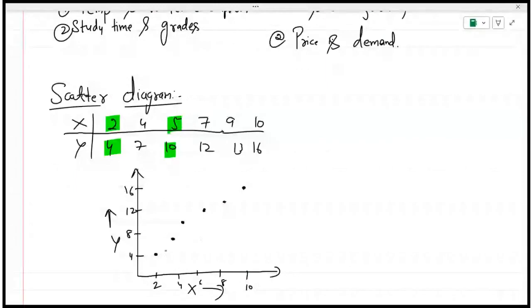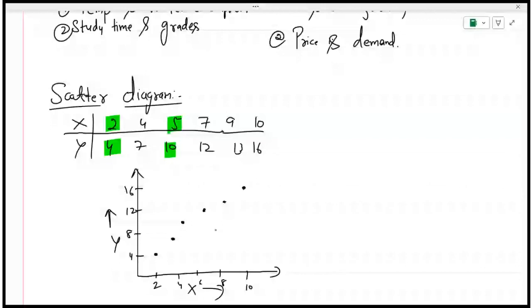So what is the scatter diagram? We plot the corresponding data points in the two-dimensional plane. Like x is 2, y is 4, so we plot this as 2, 4. X is 4, y is 7, we plot it as 4, 7.